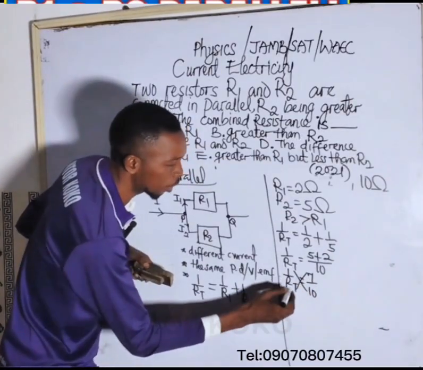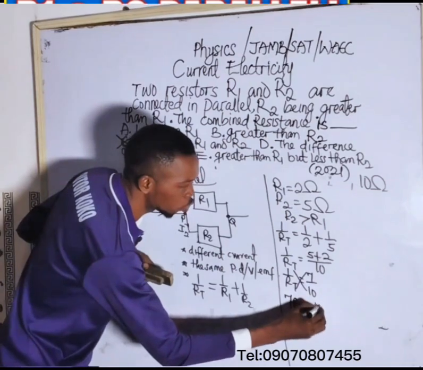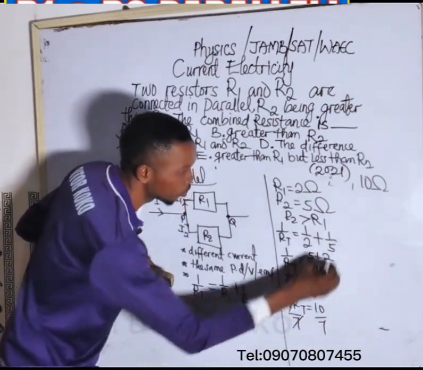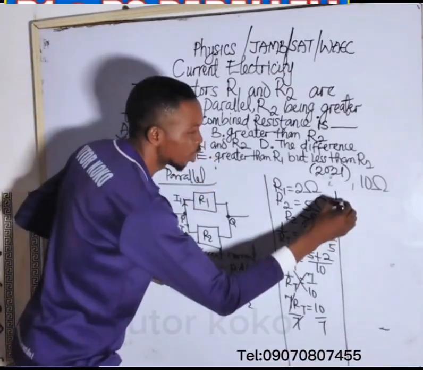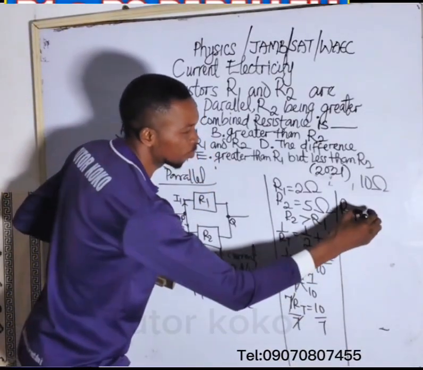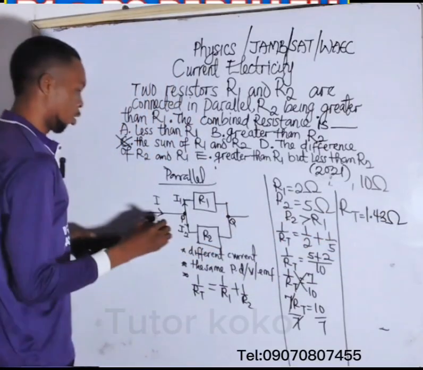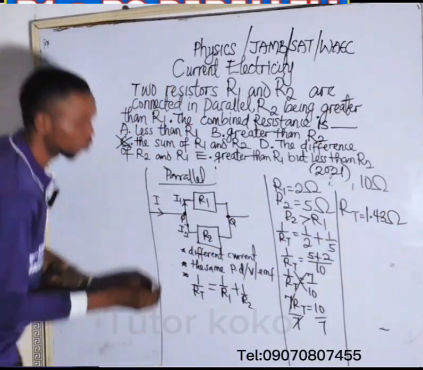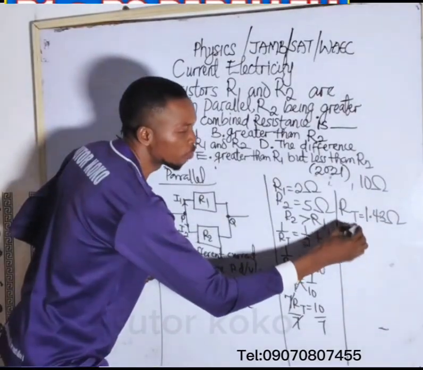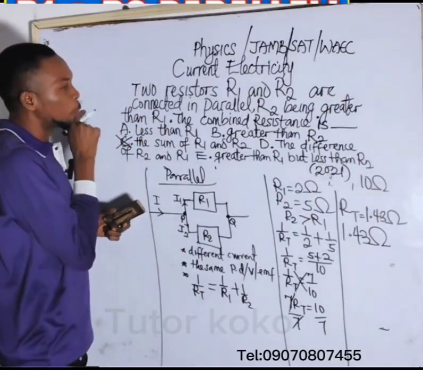So I'm going to cross multiply. 7 times RT, I have 7 RT is equal to 10. Then I'll divide both sides by 7. 7 cancels 7. So this means that the combined resistance in this circuit is 10 divided by 7. That is 1.43. Now, look at that work. The combined resistance here is what? 1.43 ohms.